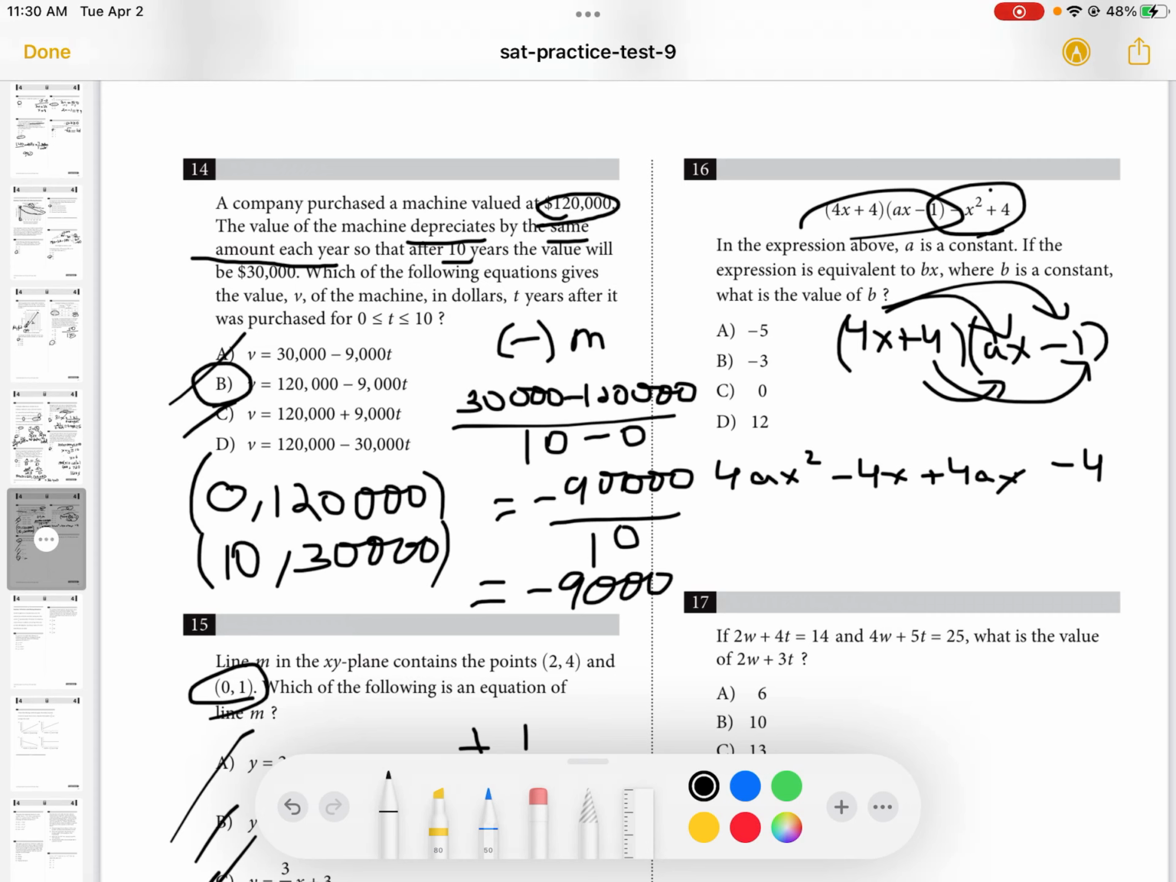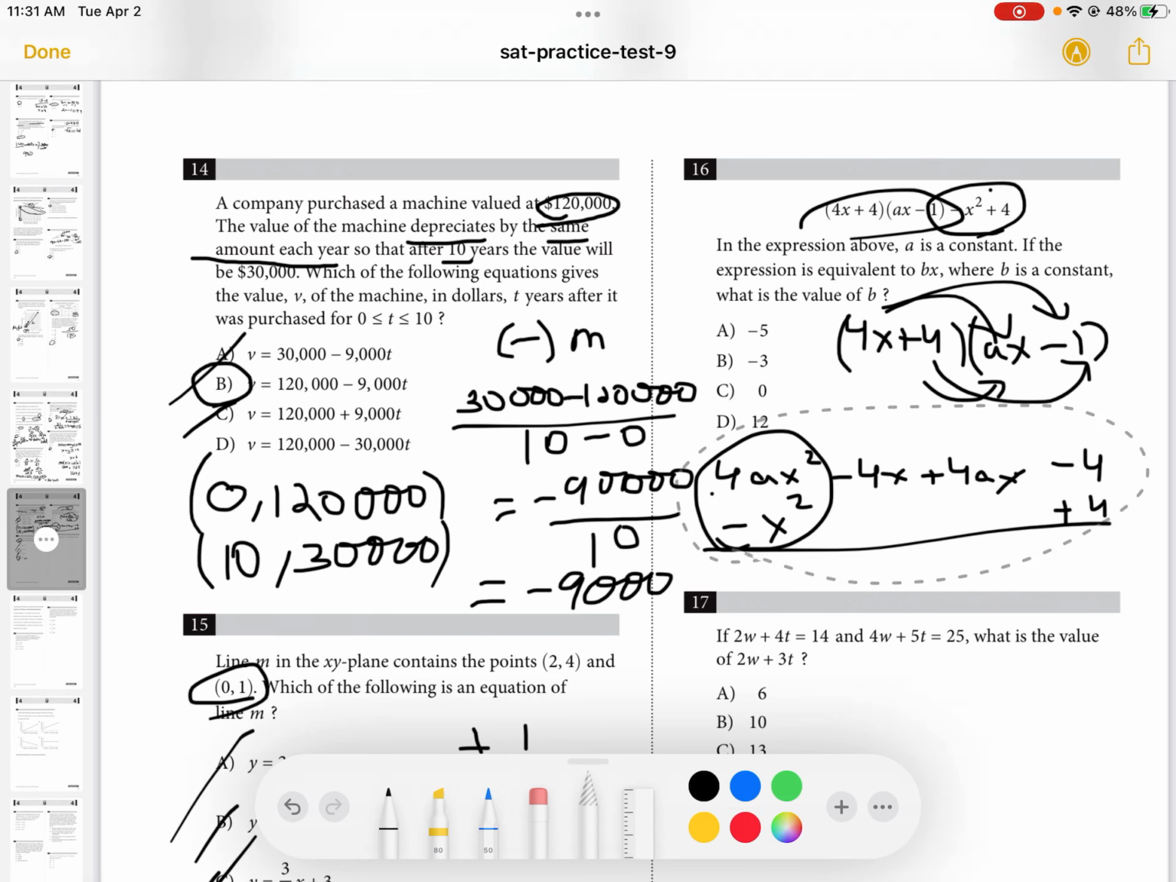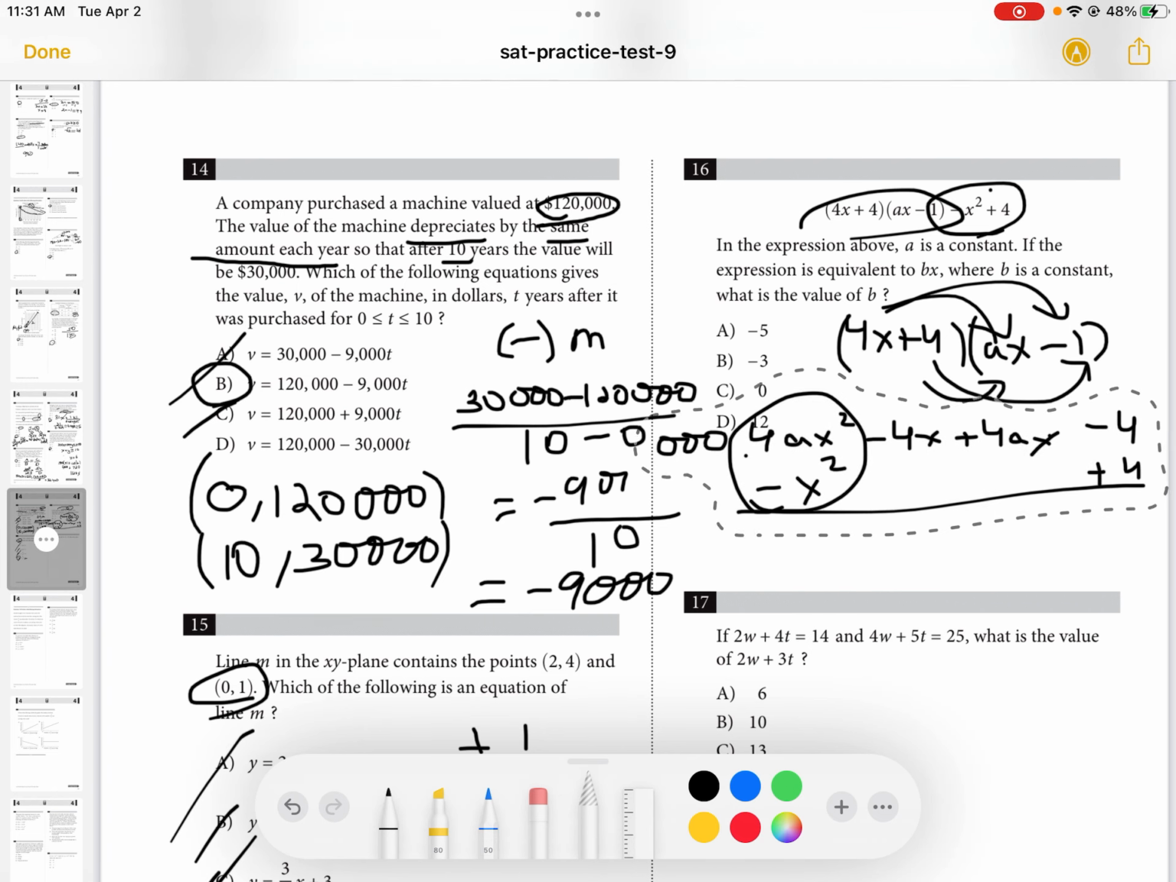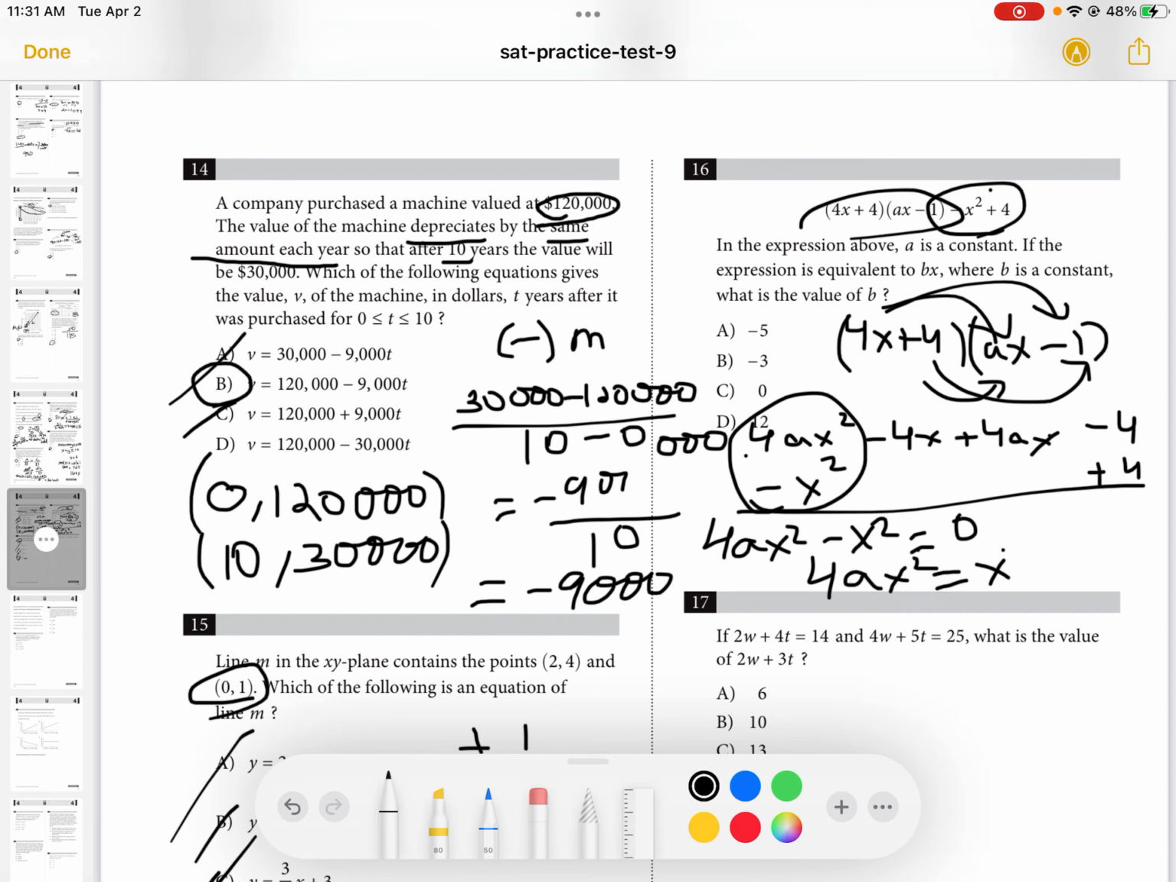Now I'm going to bring down the rest of the terms. So we'll bring down a minus x squared and then a plus 4, like that. We know that these two terms have to cancel. So we know that 4ax squared minus x squared equals 0. So 4ax squared equals x squared.